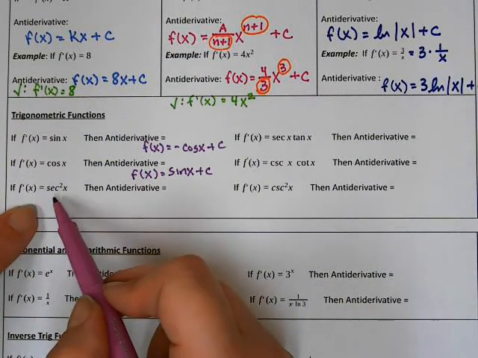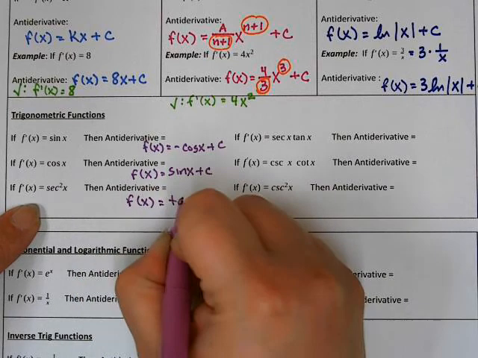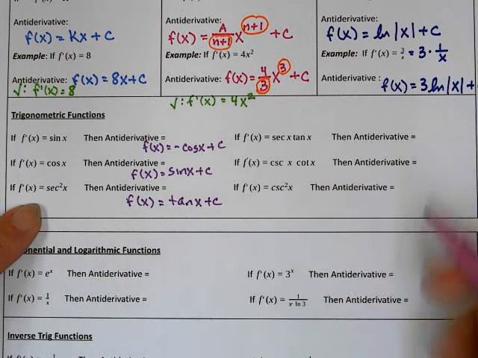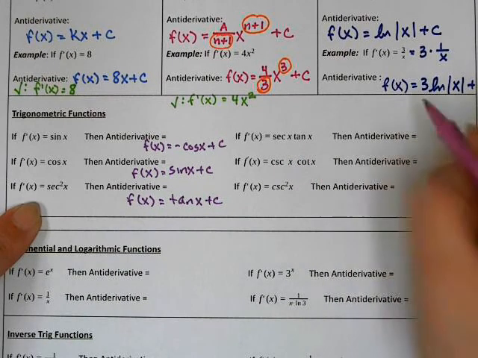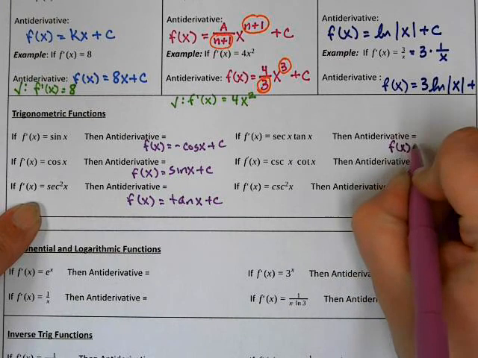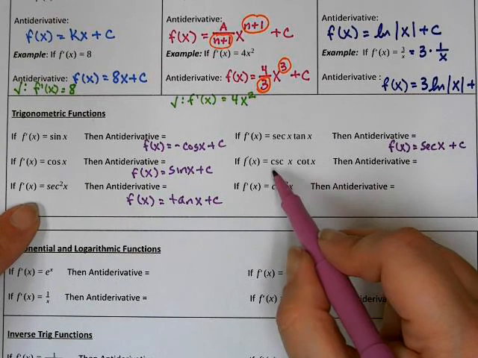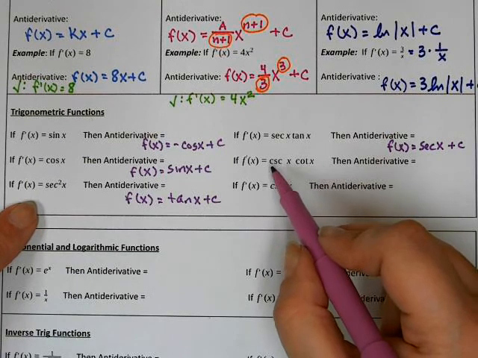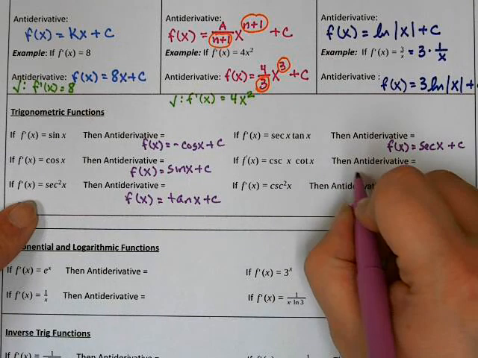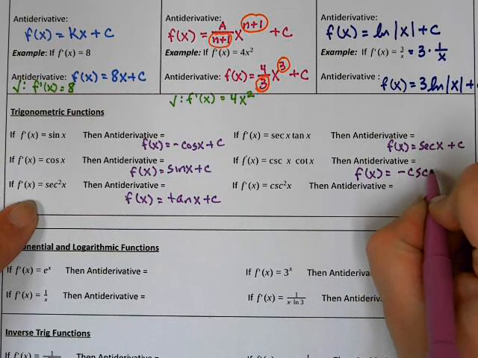F prime of x is secant squared x. Hopefully you recognize that as tangent of x plus c. First derivative is secant x times tangent of x. The original function f of x is going to be secant of x plus c. If the first derivative is cosecant x cotangent x, we need to be careful because that should have originally been a negative cosecant x cotangent x, which means when we take the antiderivative, it's going to be negative cosecant of x plus c.